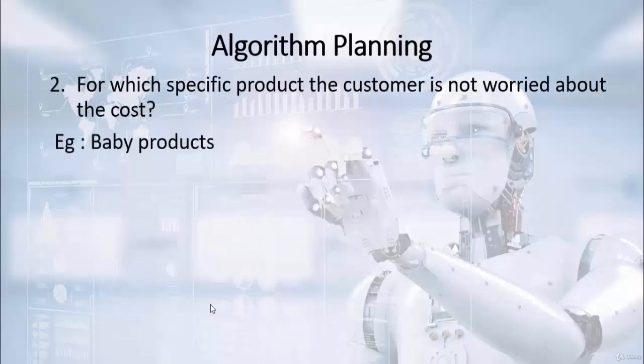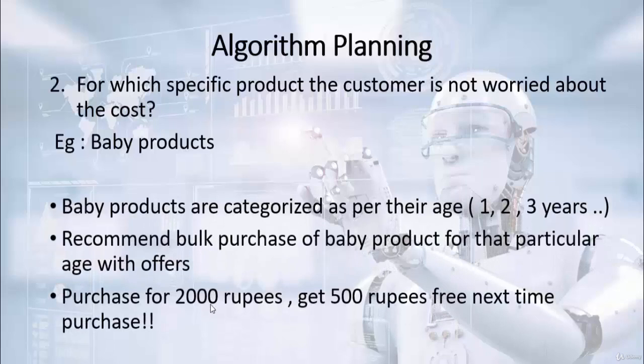The second scenario, the customer is buying a specific product without worrying about the cost, that is baby products. From analyzing the baby products, we can categorize them as per age: 1, 2, 3 years. With this data, we can come to a conclusion that they have a 2-year-old baby. Now we will write the algorithm which will send a mail with all baby products required for a 2-year-old kid with bulk offers.